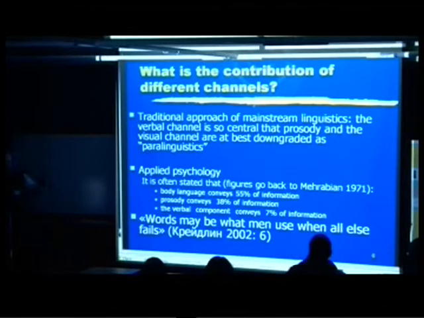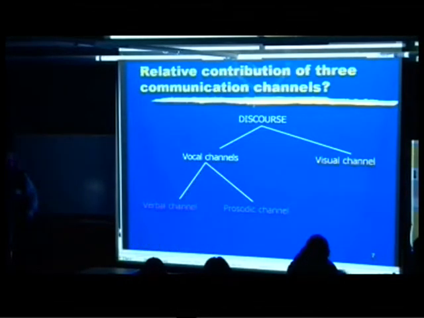So I'm going to rely on this classification of communication channels. Of course, the visual channel consists of sub-channels, and prosody also is not homogeneous, but just for the sake of simplicity, let's think about 3 distinct channels. In order to address this question, the following experimental design was suggested by myself a few years ago.